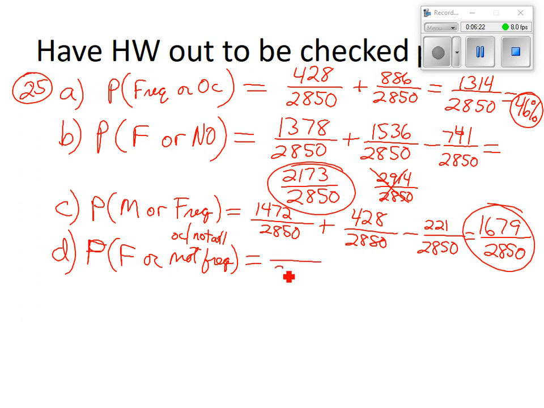What's our females? 1378 plus, how many people, let's just go ahead and do it now, how many people are occasionally or not at all? Add those two numbers together from the chart. 2422. Now we're gonna have to subtract off all the females that are in those two groups, right? So how many females are in occasionally or not at all? You're gonna have to add those two numbers together.